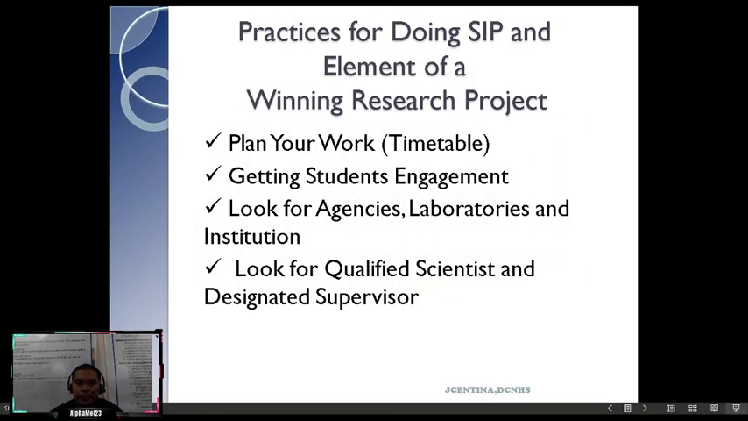Practices for doing SIP and elements of a winning research project. It's very simple. First, plan your work. This will come in your grade 9 once you have your research problem in grade 8, because in grade 9, you will really be able to do the SIP project. I mean SIP.